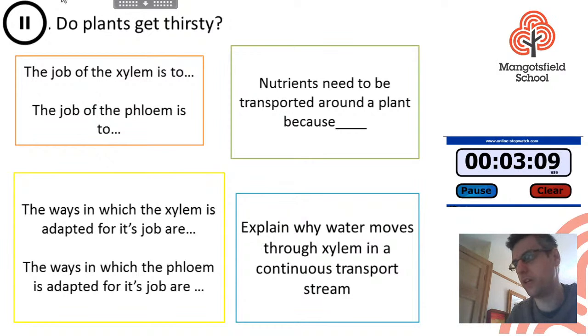The phloem, how is it adapted? Well, its job is to carry nutrients across and through the plant, and up and down as well. So it has sieve holes to allow nutrients through. It has cytoplasm, a jelly which dissolves the nutrients, and it has companion cells to provide an extra boost of energy to help move the nutrients through.